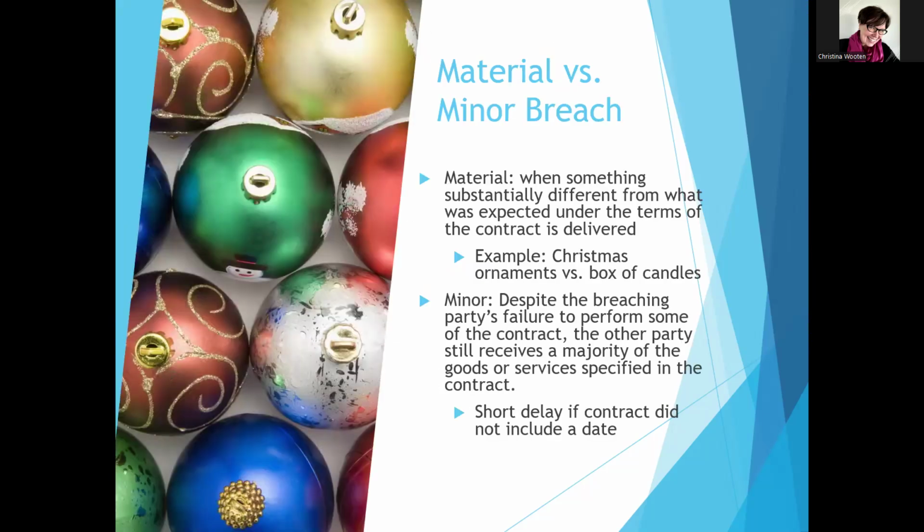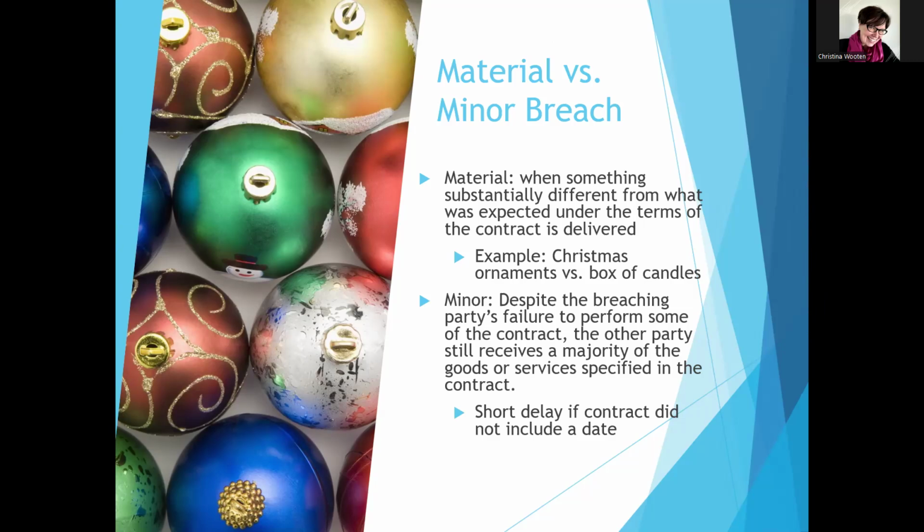Now, there's an example in your text, which I thought was pretty cool about Christmas ornaments. So, material means when something was substantially different from what was expected under the terms of the contract that's delivered. An example of a material breach: I ordered Christmas ornaments for my store, and the company delivered me a box of candles. That's like substantially different. I wanted Christmas ornaments, I got candles. If I'm a Christmas ornament store, my customers are not going to want to buy candles, probably.